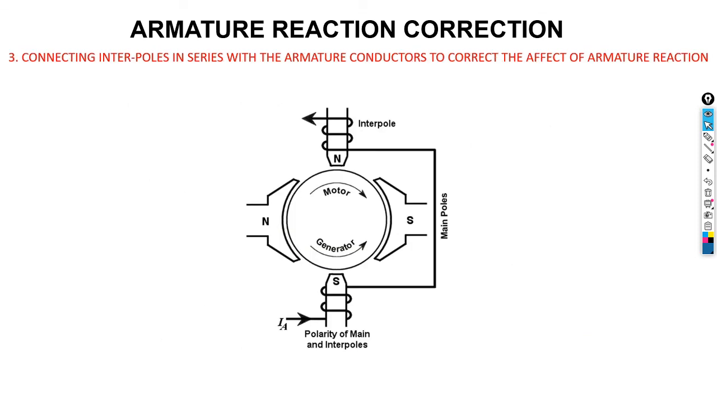Another way to correct the armature reaction is to connect an interpole. So we have the main pole. Now you come with an additional pole here, so that it generates flux in this direction, while the main pole is doing it in this direction. Can you see? So this is going to correct the distortion as well. So an interpole is just an additional pole to correct the armature reaction.